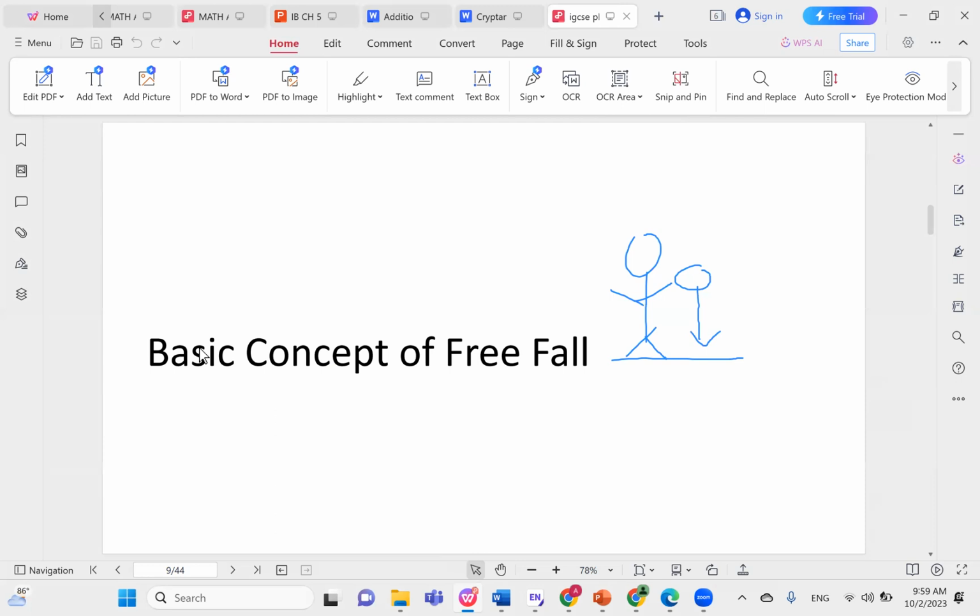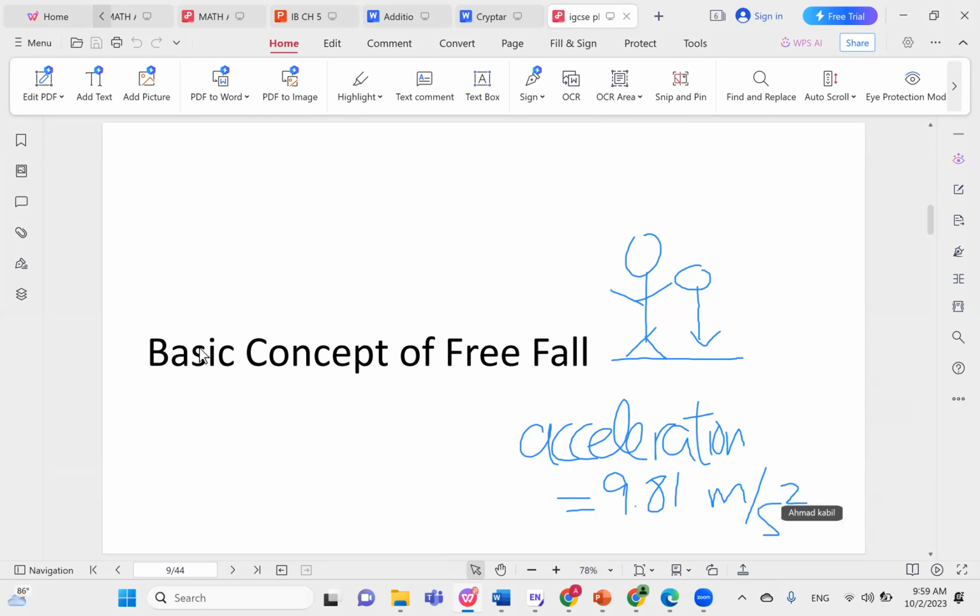So what do we need to know about this phenomenon? Well, we need to know that the acceleration in free fall is constant, and it is equal to 9.81 meters per second squared. But it is only constant if we do not take into account air resistance. So this equation or this value assumes that there is no air resistance.